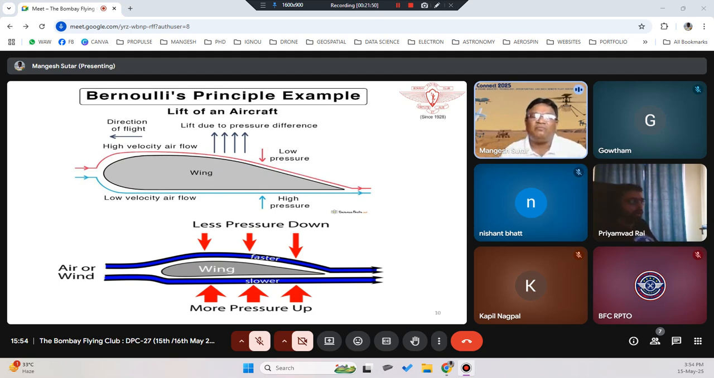Just like when we fly a kite, or even when driving a car, you might have seen that at a normal speed, 40, 50, even 80 kmph, my car is very stable. But the moment I reach 100, my car starts shaking. Why is it shaking? Because a pressure difference is getting created.